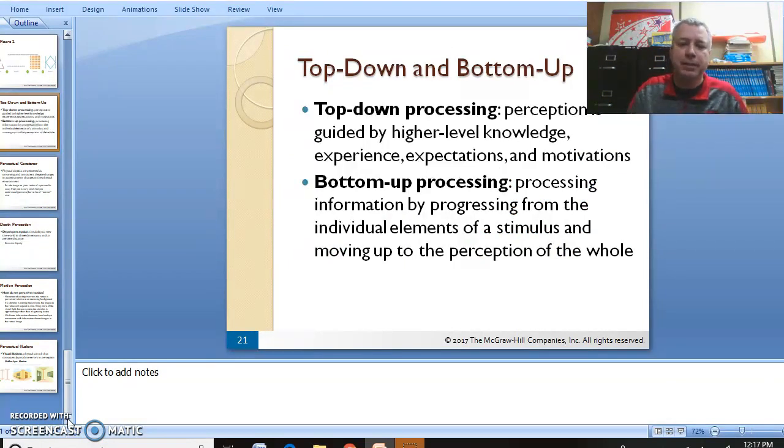Top-down processing is where perception is guided by higher-level knowledge and thinking. And bottom-up is when something triggers our reticular activation system to respond, and then it goes up to your brain where you make sense out of it. That one's kind of hard to understand, but that's all right.